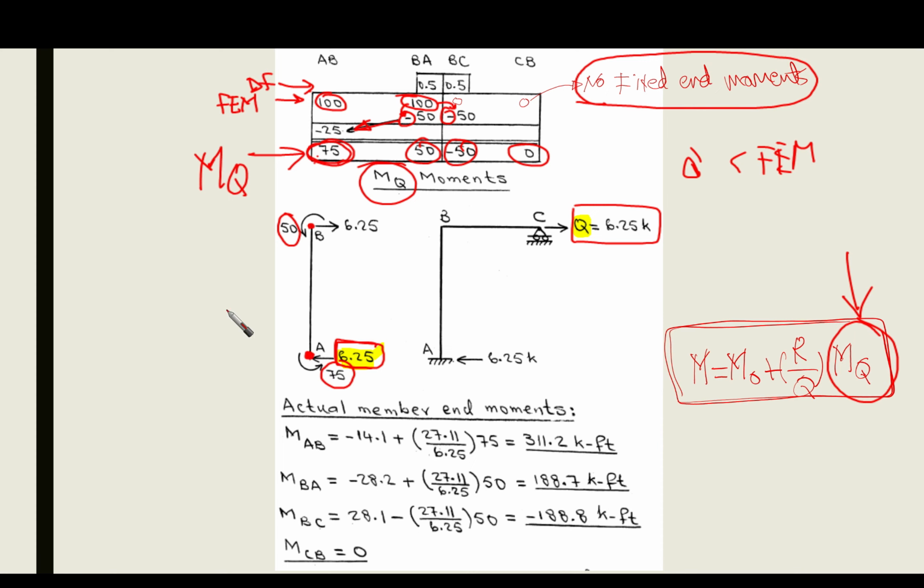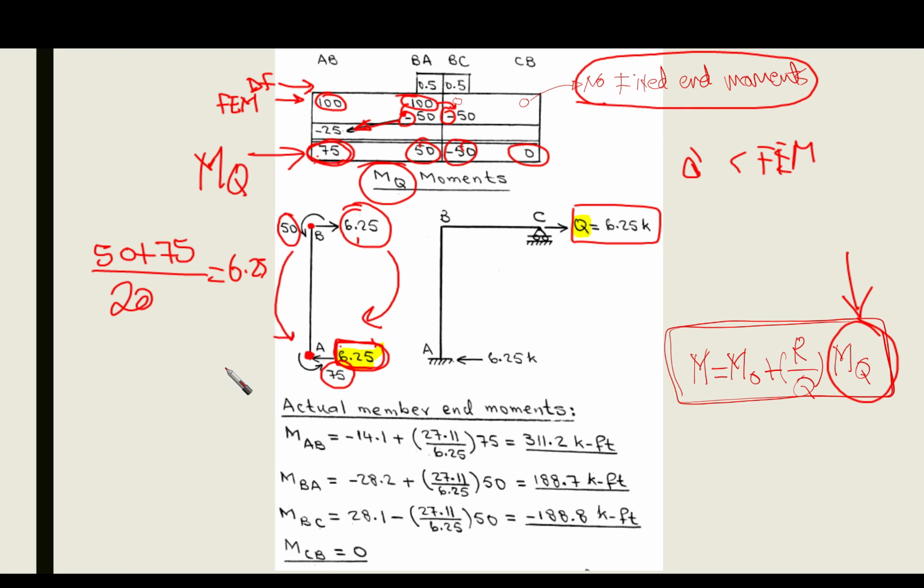Then this value is going to be 50 plus 75 over the moment or lever arm, which is 20. We're going to find the value here, 6.25, which is the shear at the top and the shear at the bottom, both of them with the same magnitude but different sign in order to make a couple. This couple, as you can see, counterbalances the couple that is being developed by the moment at the top and the bottom.